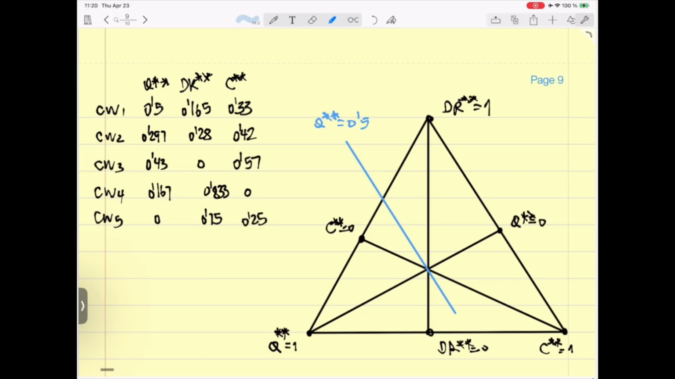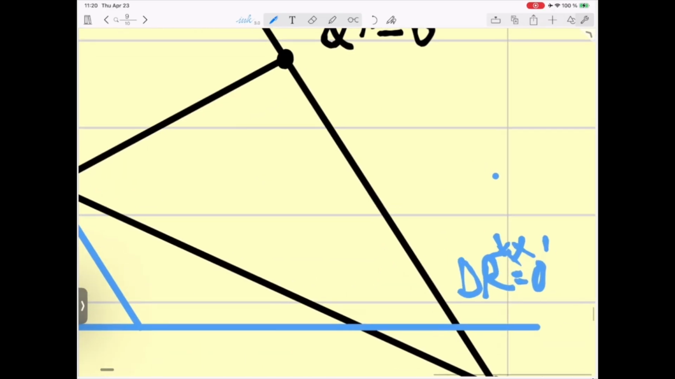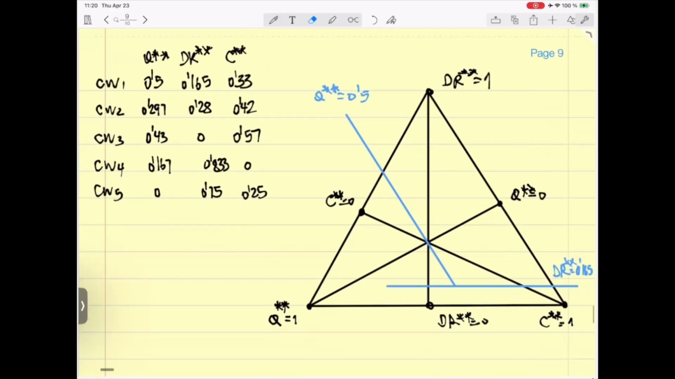Then we take the value of delivery rate 0.165. If this point is the 0.5 and this point is the 0, the 0.165 is somewhere here. So this is the delivery rate star equal to 0.165. And where both points intersect, here is our point from calendar week 1. Okay? This makes sense?